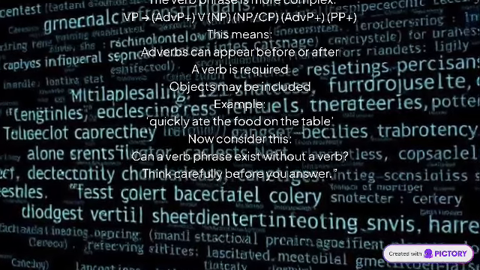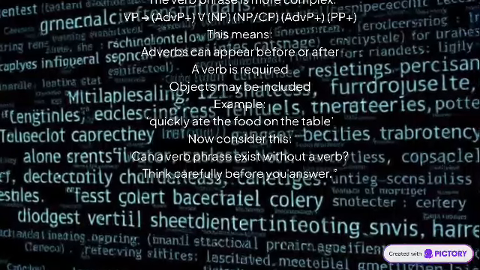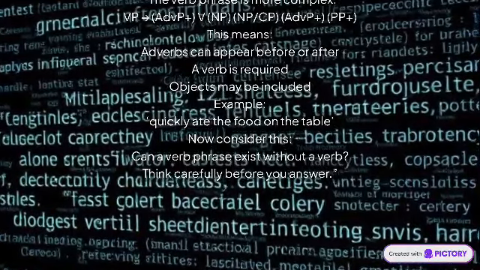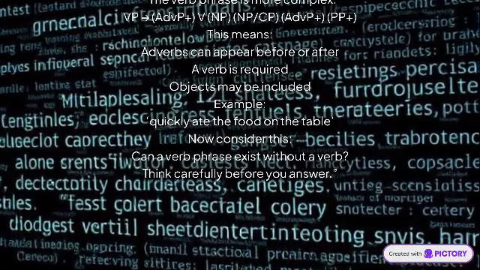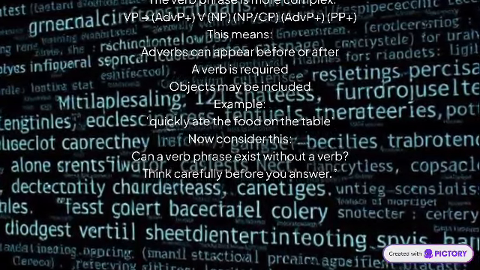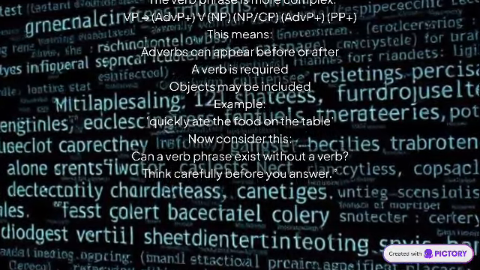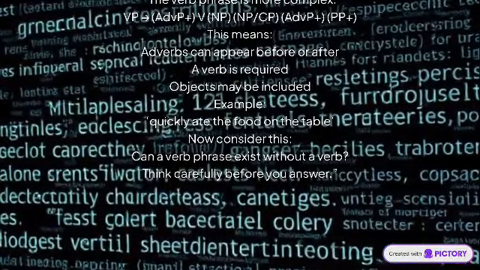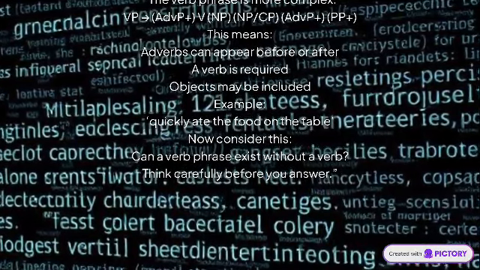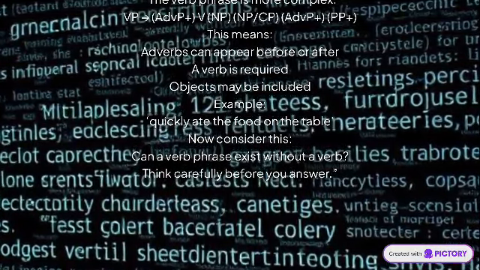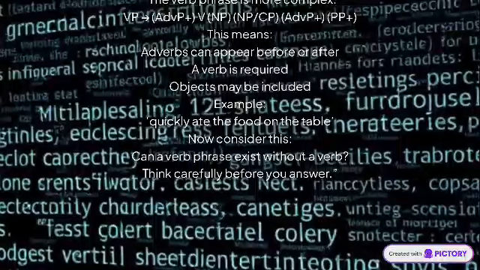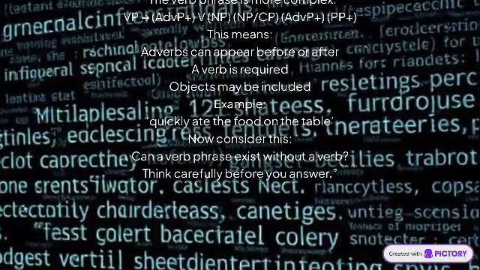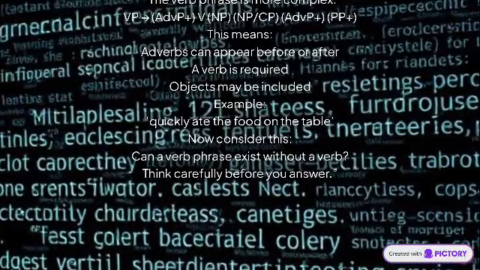Verb phrase structure, VP. The verb phrase is more complex. VP → AdvP+, V, NP, NP, CP, AdvP+, PP+. This means adverbs can appear before or after. A verb is required. Objects may be included. Example, quickly ate the food on the table. Now consider this. Can a verb phrase exist without a verb? Think carefully before you answer.